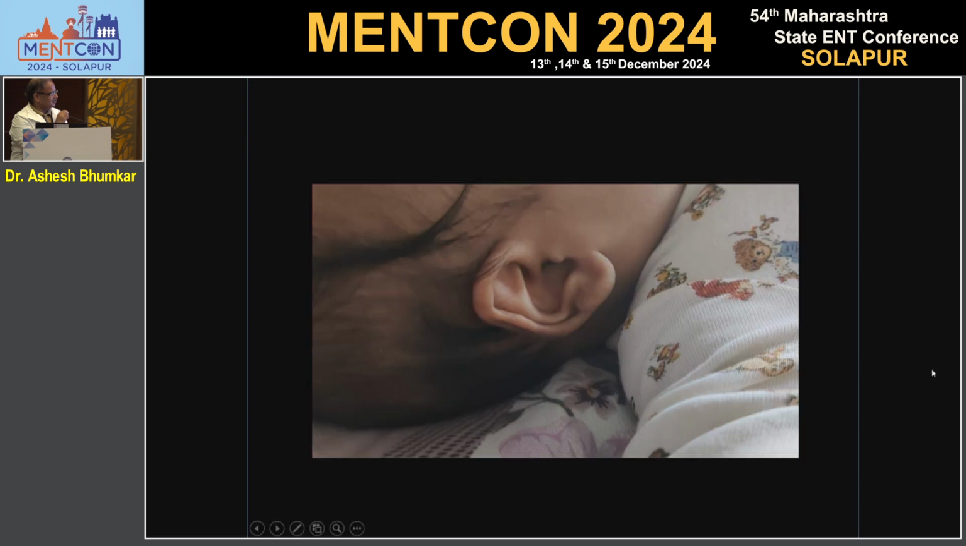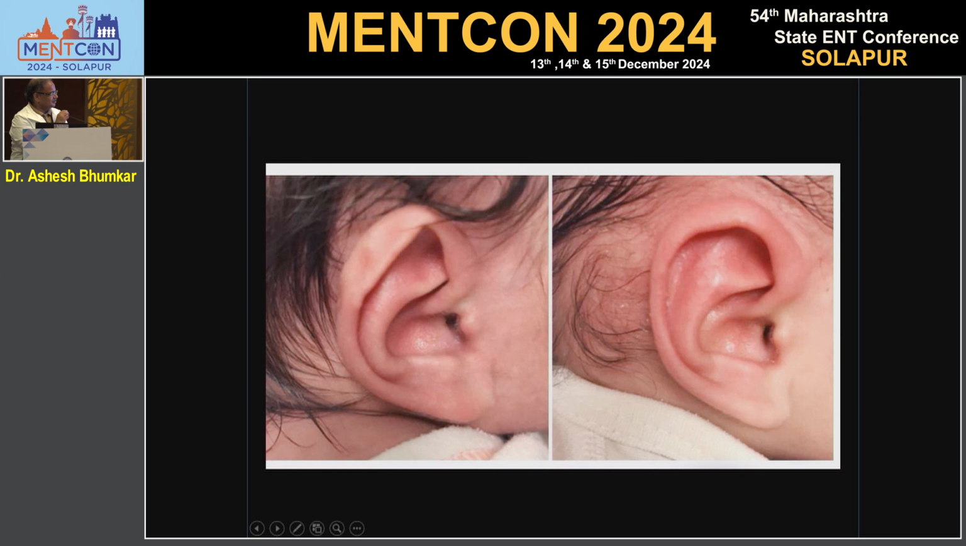This was another minor deformity of the helix. They can also be treated using the right mold. Sometimes you can use a wire underneath and keep the mold in place so that it has its memory. And in about a month's time, you can get an ear which otherwise the child would have needed to be operated upon.